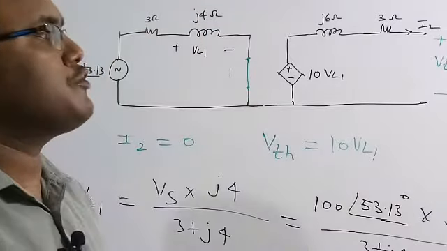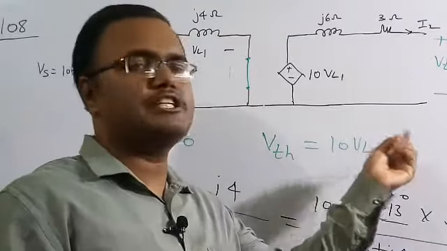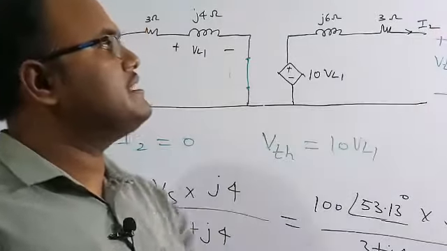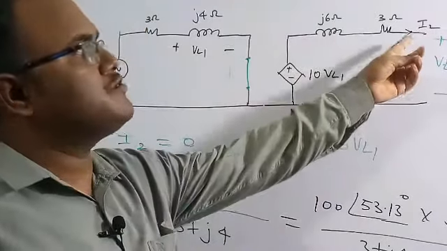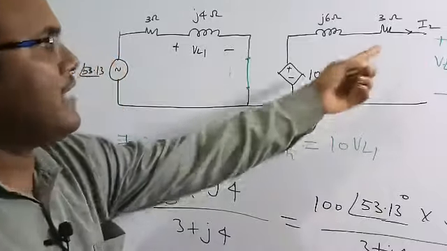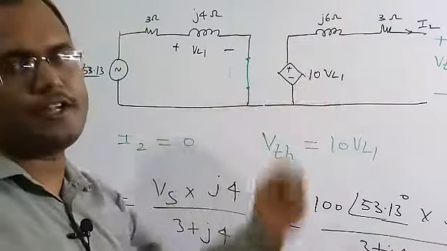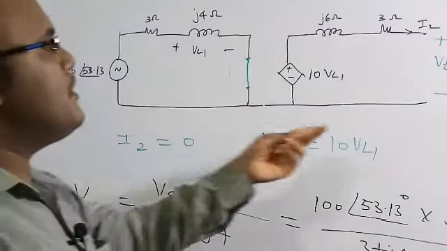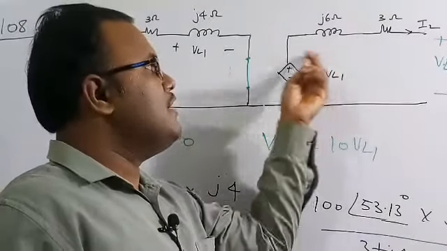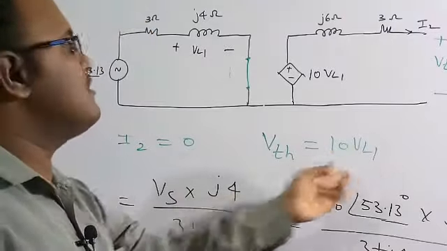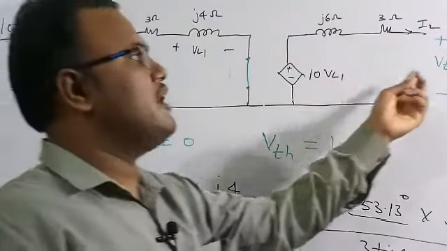See, the standard procedure: whenever you want to find the Thevenin voltage, first we need to remove that load and name it VTH. As this is an open circuit, the current is equal to 0. As this current is equal to 0, this dependent source value will be 0 because it depends upon I2. So VTH simply depends upon the voltage controlled voltage source value. If you figure out VL1, we can easily find the Thevenin voltage.